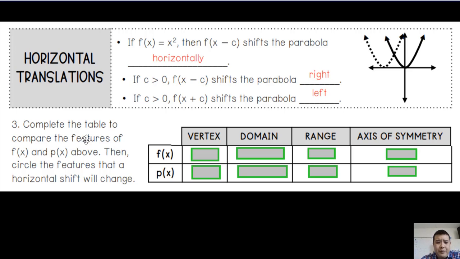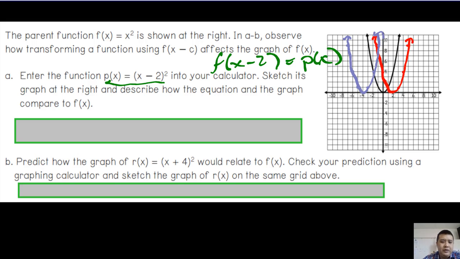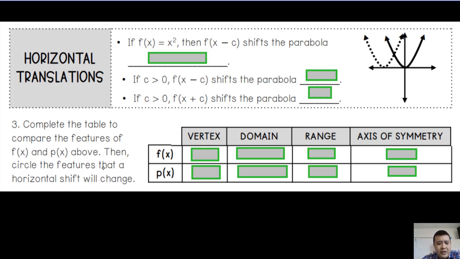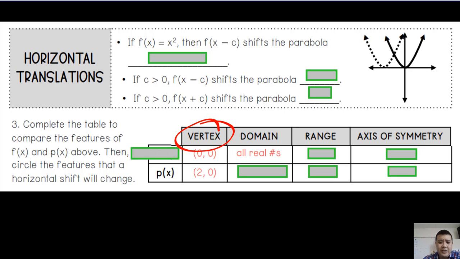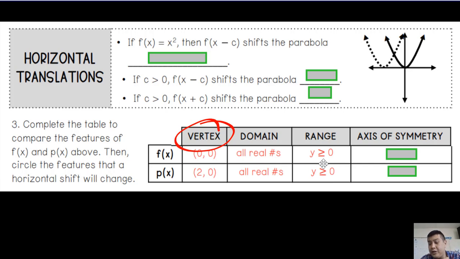We're going to complete the table and compare the features of f of x and p of x. So p of x is the red one right here. Then circle the features that a horizontal shift will change. Well, the vertex changes from 0, 0 to 2, 0. So that changes. The domain still stays the same because any quadratic in standard form is all real numbers. The range stays the same as well because it still has a minimum of 0. The axis of symmetry does change, though. The axis of symmetry changes from x equals 0 to x equals 2.